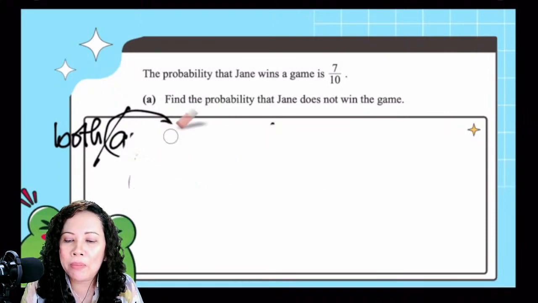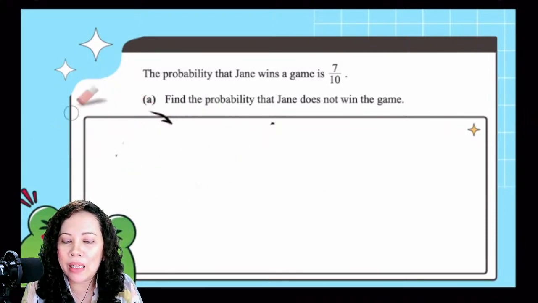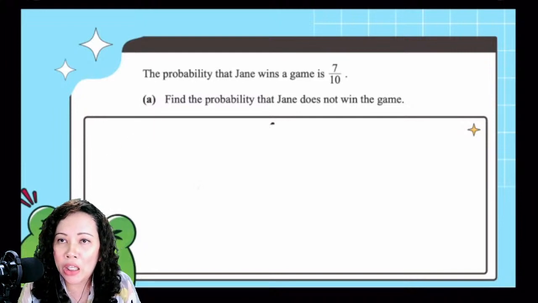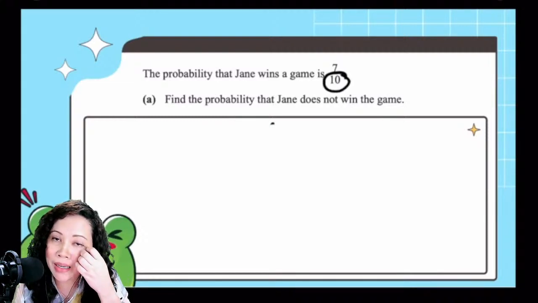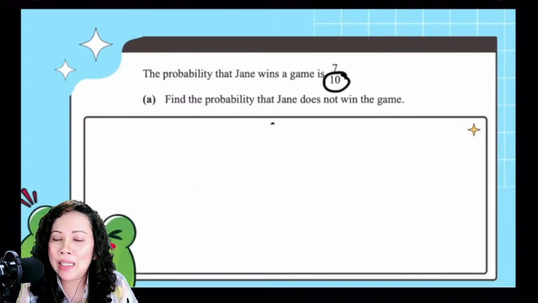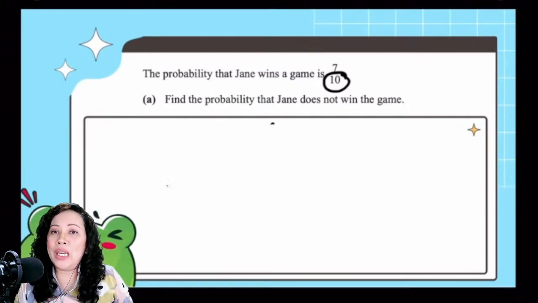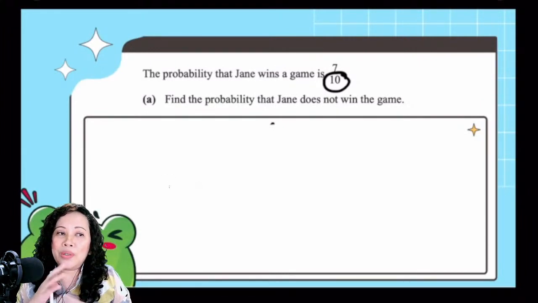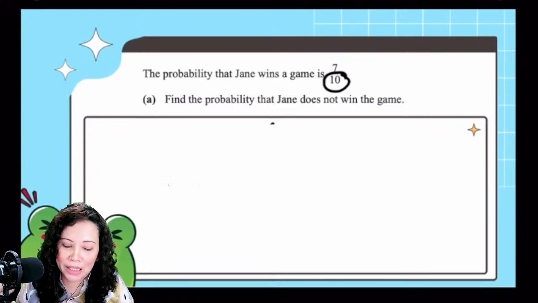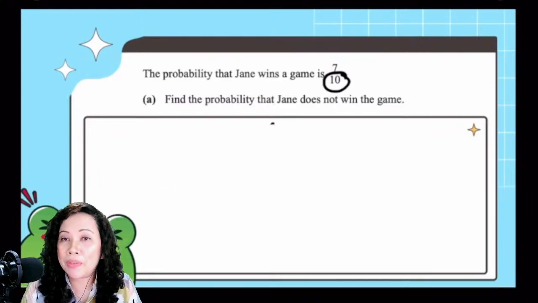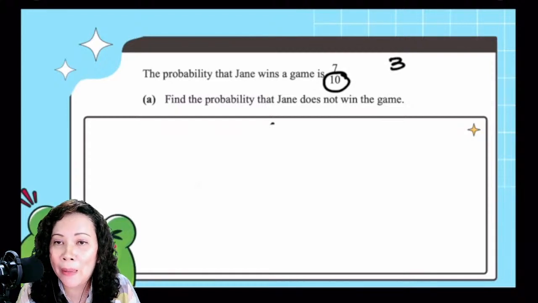Jane wins a game is 7/10. So that means that the chances of Jane to win or to lose will be out of 10. Since this is already 7/10, so out of 10, if you have already 7 chance of winning, that means that out of 10, the probability of you losing will be 3, right? Because 7 plus 3 will be 10.